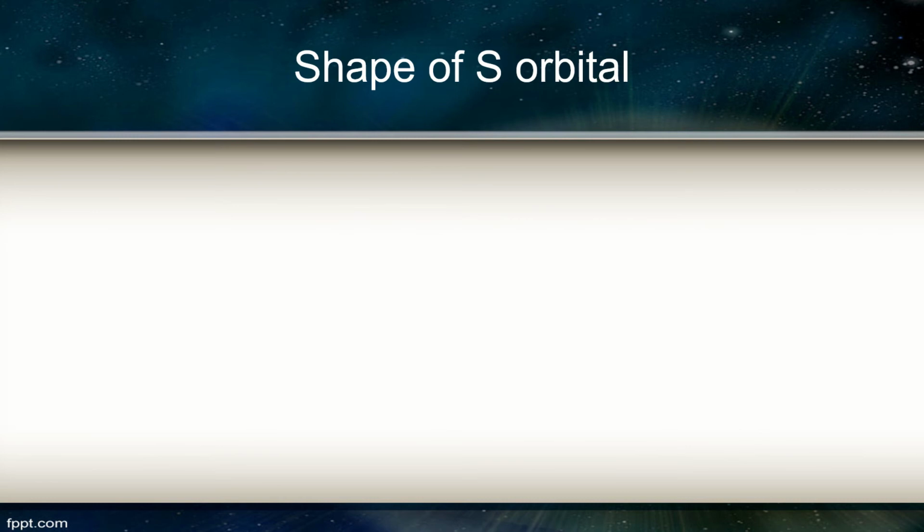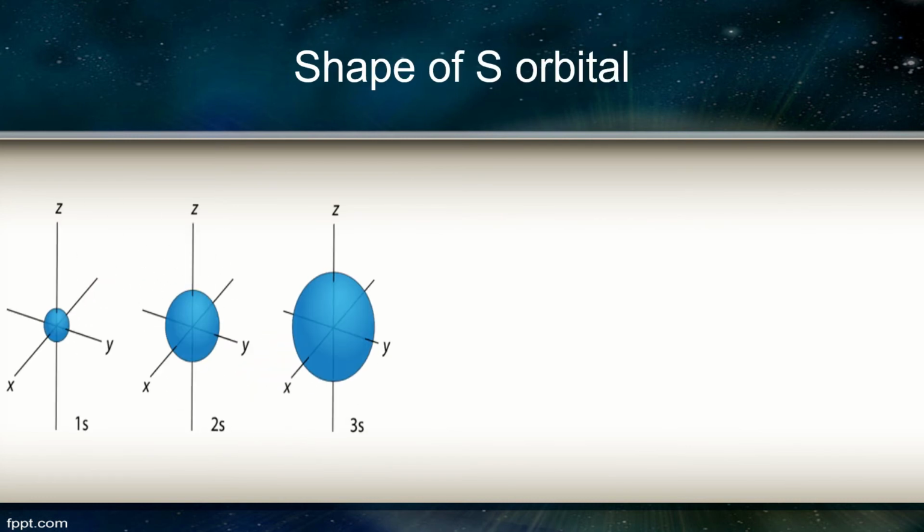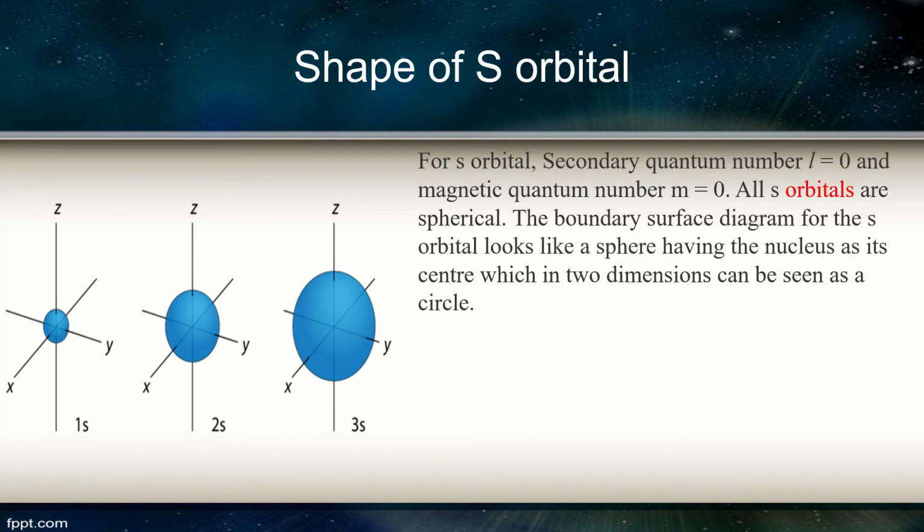First one, shape of S orbital. These are S orbitals. This is 1s, this is 2s, this is 3s. All are spherical shape and the size of the orbitals increases according to their principal quantum number. The size of the 1s orbital is the least, then 2s, 3s. In this way, the orbital gets bigger and bigger. For s orbital, secondary quantum number L equals 0 and magnetic quantum number M also equals 0. All s orbitals are spherical.